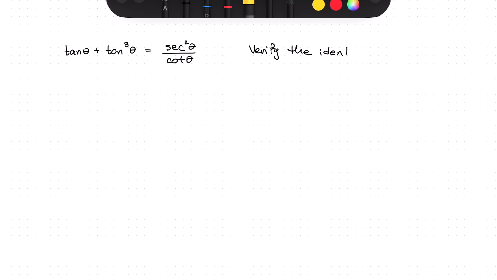In order to do that, you can choose the left-hand side or the right-hand side to manipulate. I'm looking at the left-hand side and I see that I can factor out tangent theta. Right now, I'm not sure how it's going to go, but it seems like a good idea. Now, I know that 1 plus tangent squared theta is some kind of identity, but I'm not sure yet. So let's derive it.